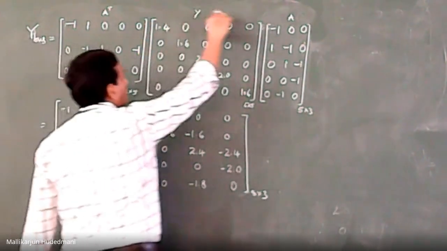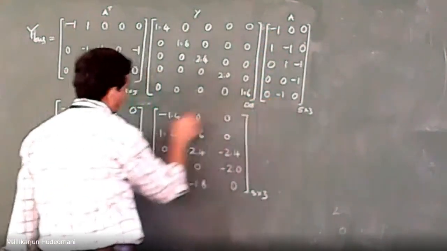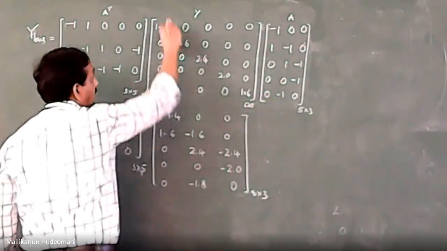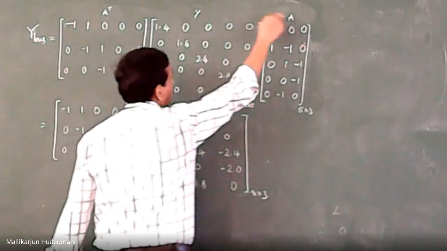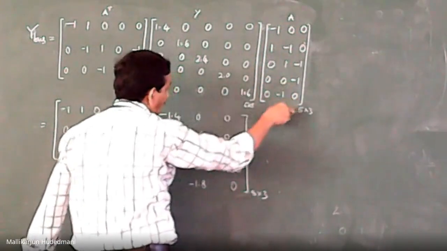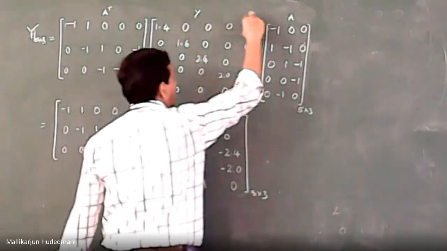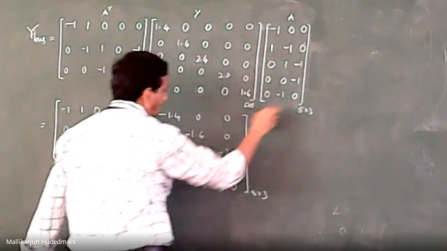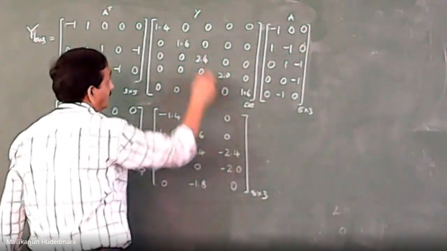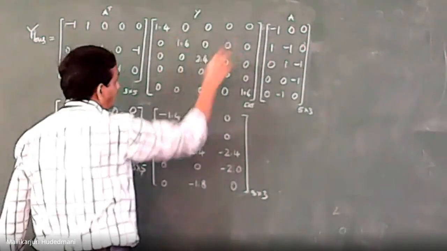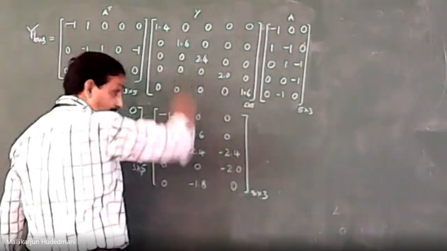First row, when I multiply with this, that is the first element. First row, when I multiply with the second column, second element. First row, when I multiply with the third column, there is a third entry over here. This is changing the elements into a 5 cross 3 pattern.